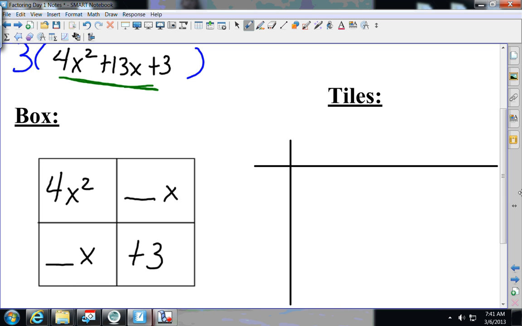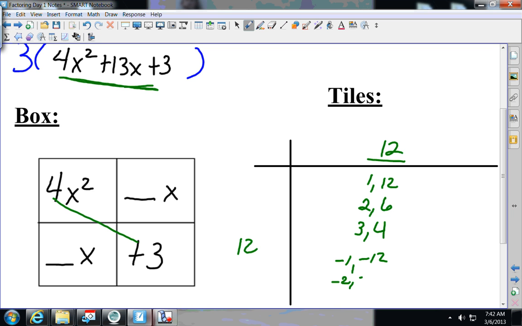Now, I told you we need to multiply these two numbers right here. You take 4 times 3. It gives you 12. I need the factors of 12. Well, I have 1 and 12, 2 and 6, 3 and 4. I'm going to show you a trick to find them in the calculator in a little bit. But you need to remember, they can be -1, -12, -2, -6, -3, and -4, because negative times a negative gives you a positive, right? Okay, you need to look at the sign in here.